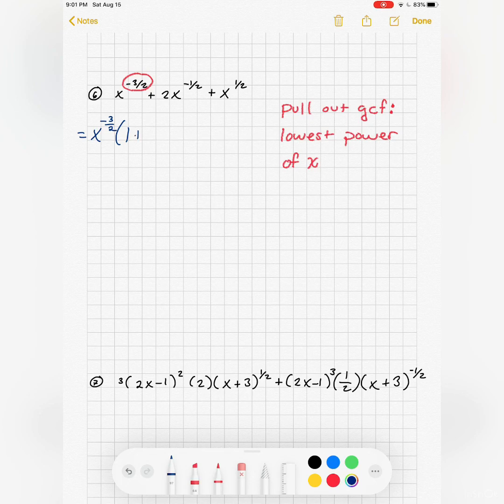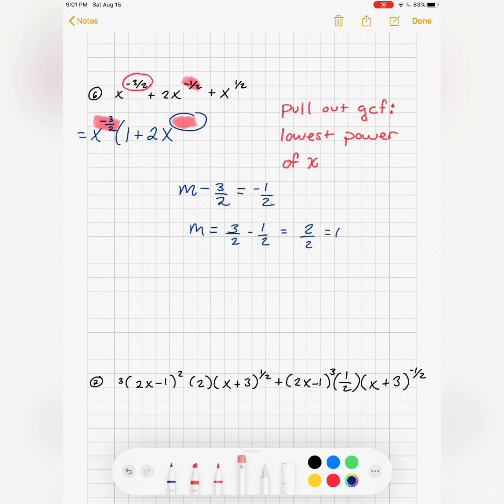Okay, so then I'll have a 1. I'll have a 2 times an x to the something. What the heck goes here? So I got to say, what number minus that 3/2 would give me my -1/2? You see what I'm doing? I'm saying, what number, that's m, minus 3/2 is going to give me back that -1/2. So what would that be if I add that 3/2? 3/2 minus 1/2 is 2/2. Is 1. Let me put it there and then we'll check, of course.